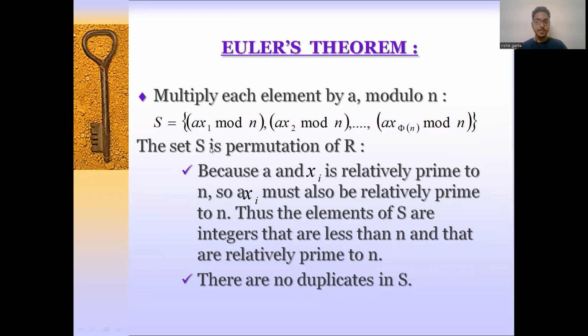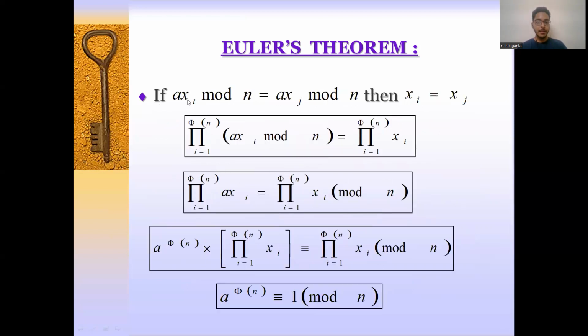The set S is a permutation of R because a and xi are relatively prime to n, so a into xi must also be relatively prime to n. Thus, the elements of S are integers that are less than n and that are relatively prime to n. There are no duplicates in S. If a xi mod n equals a xj mod n, then xi equals xj.